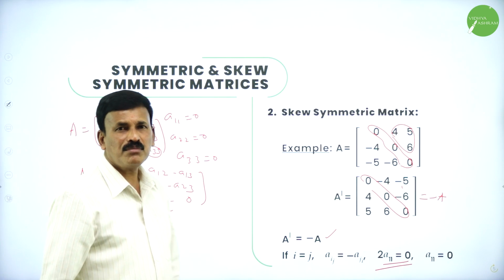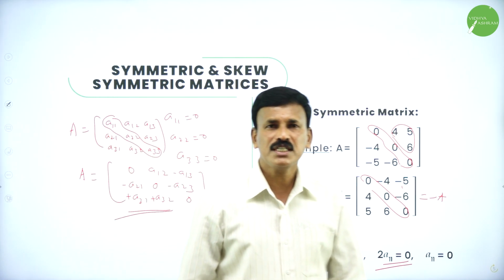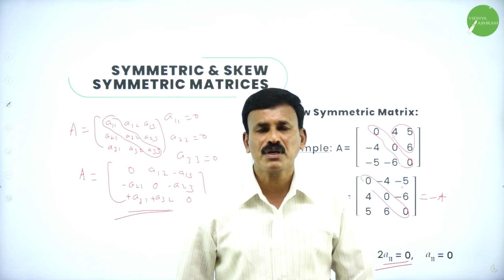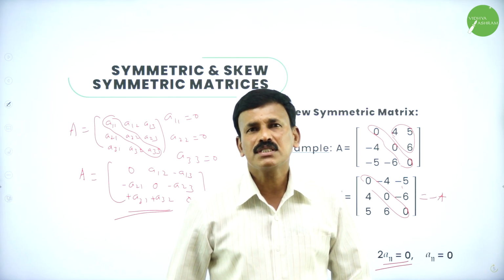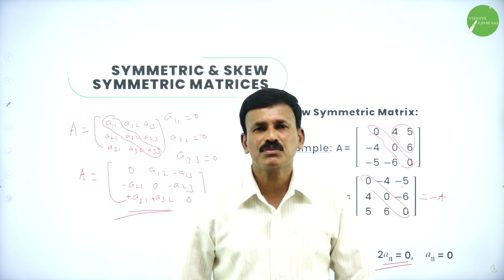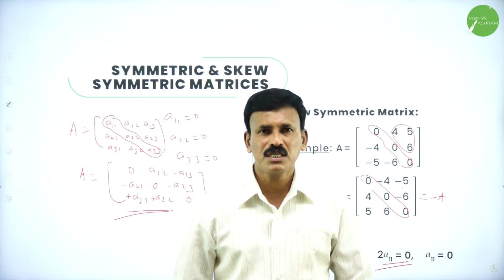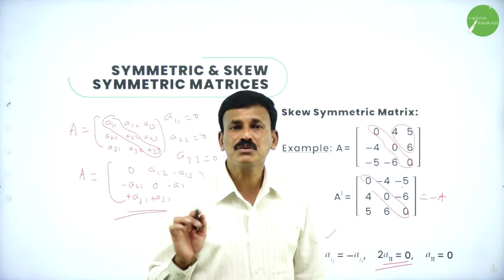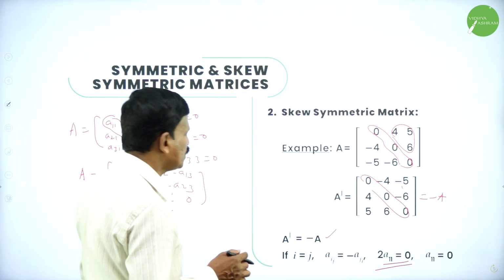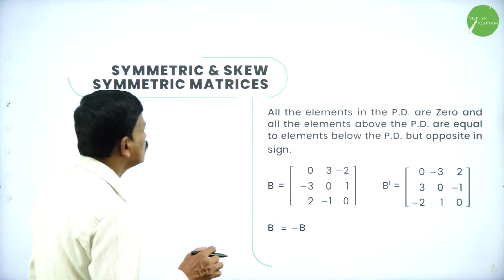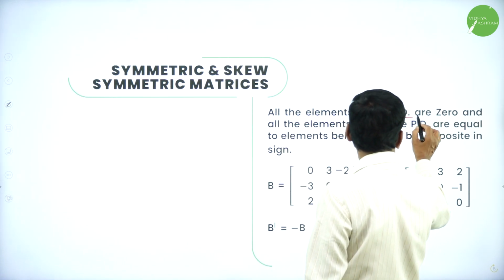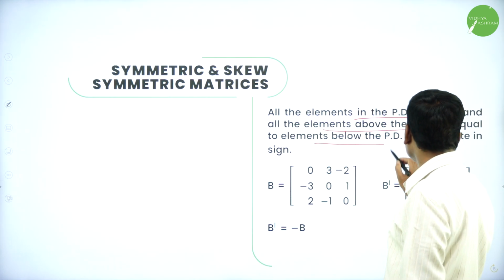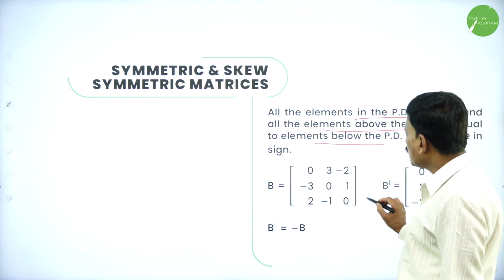A square matrix A is said to be skew symmetric if A dash is equal to minus A. Further, all the elements in the principal diagonal are zeros and elements above the principal diagonal must be equal to elements below the principal diagonal but opposite in sign. A dash is equal to minus A. It's a very important definition. That is, all the elements in the principal diagonal are 0 and all the elements above the principal diagonal are equal to elements below the principal diagonal but opposite in sign.